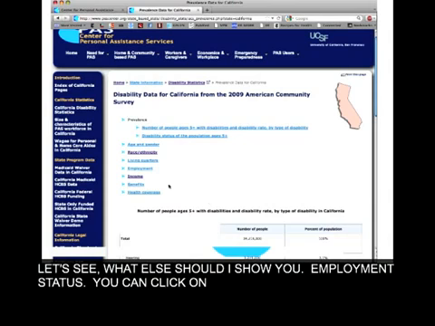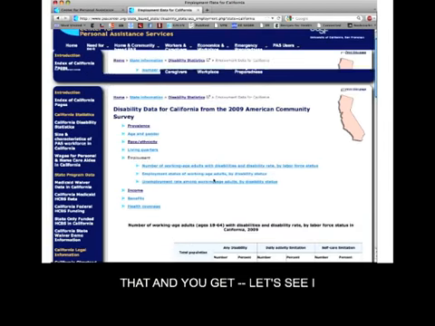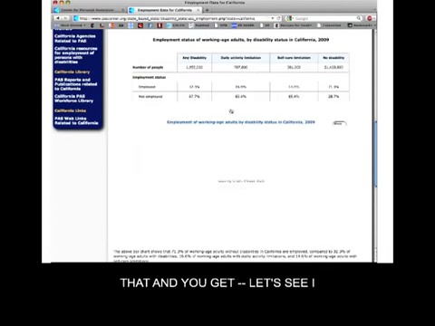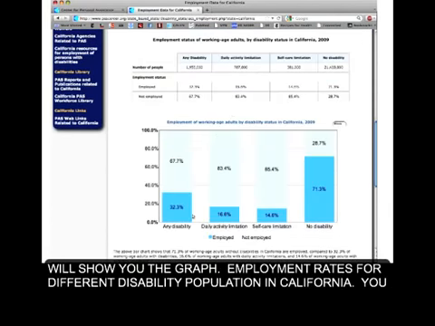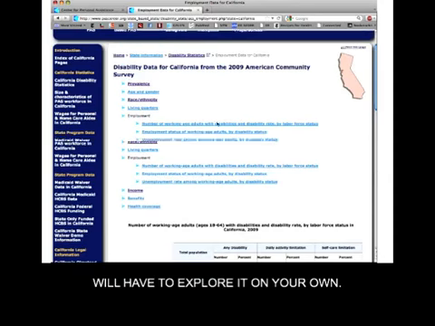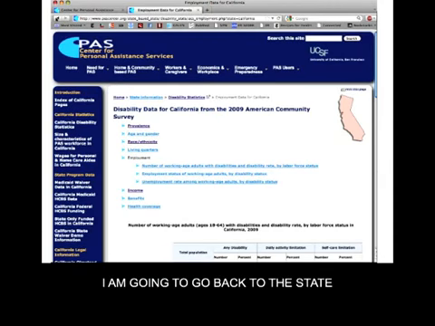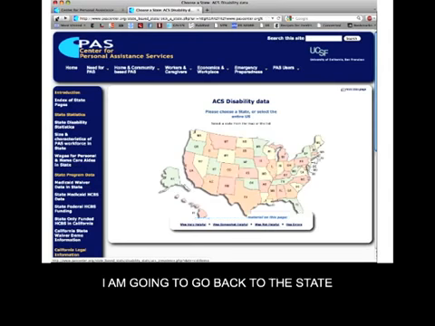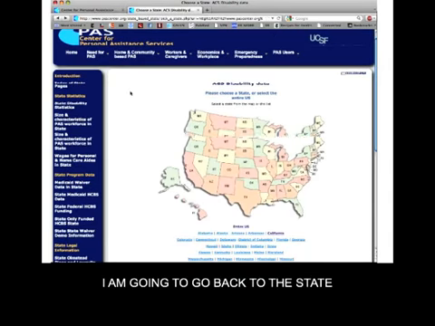Let's see, what else should I show you? Employment status. Click on that, and you get, let's see, I will show you the graph. The employment rates for different disability populations for California. You'll have to explore this on your own. I'm going to go back to the state pages.